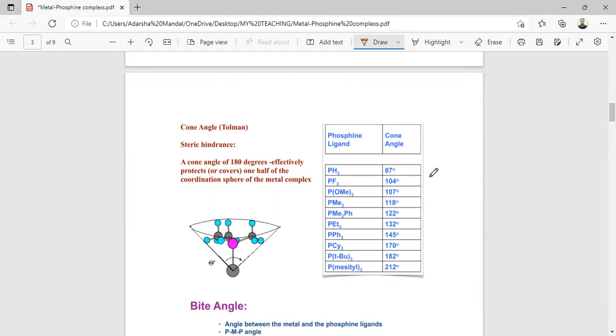So these are some cone angles of general phosphine ligands. The importance of cone angle is that when the R group has more steric bulk, that phosphine ligand has a larger cone angle, so it will occupy more space. Depending upon the cone angle, the ligand coordination number and the ligand dissociation depend on the cone angle of the phosphine ligands.